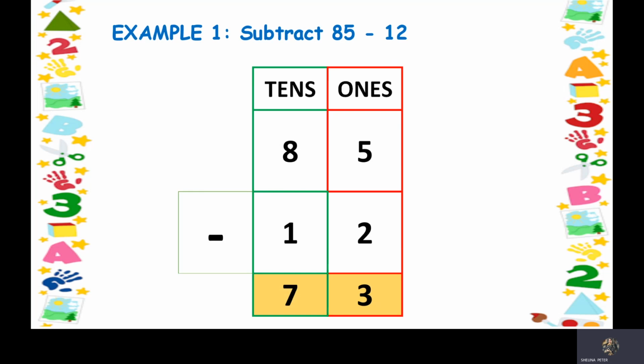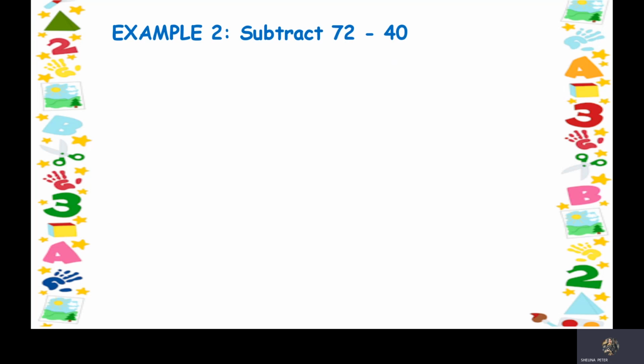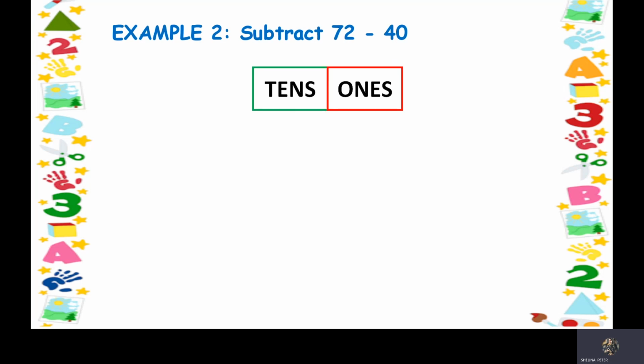Let us take some more example. Subtract 72 minus 40. So what is the first step? Yes, we are going to write the place value, ones and tens. Then, which is a bigger number here? 72. So it will come on top.